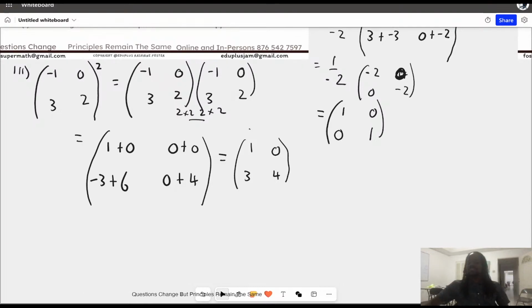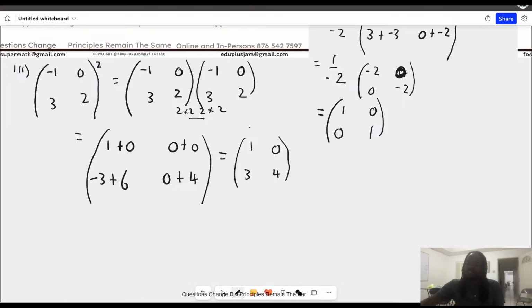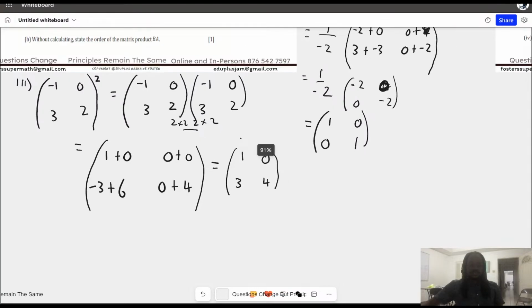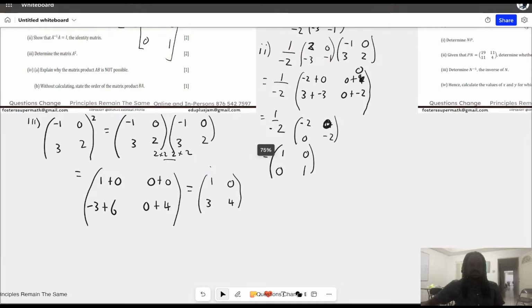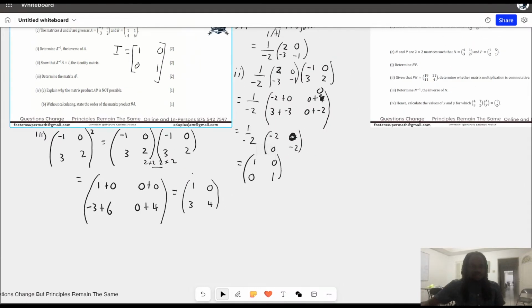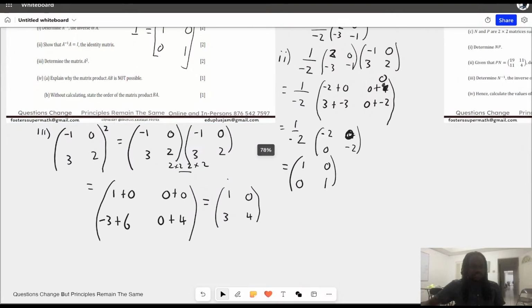That's what it means to multiply something by itself. That's how you square a matrix. So final 2 questions, and these are pretty simple. You don't actually need to work out anything.